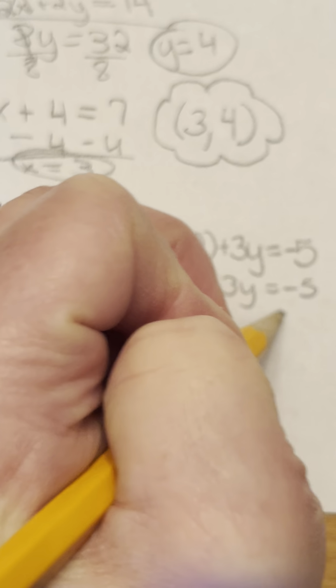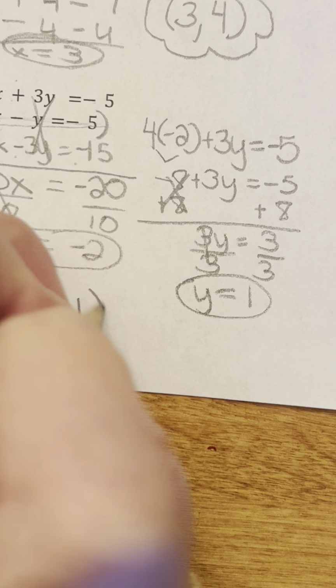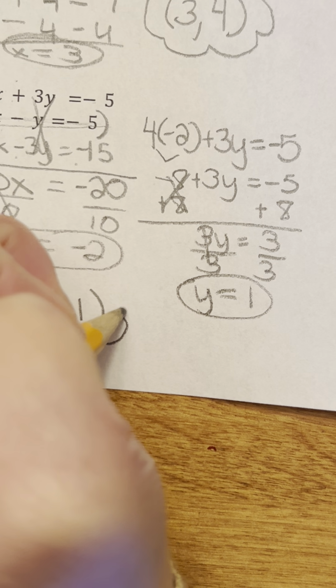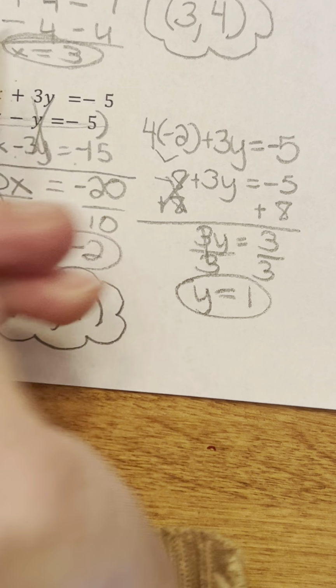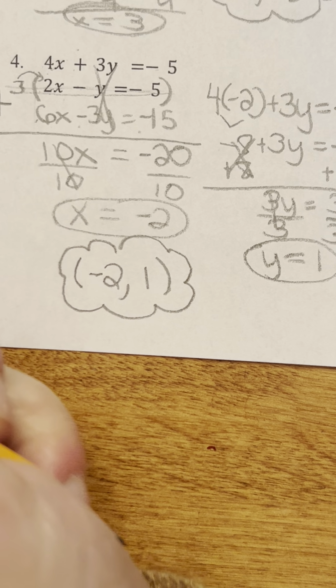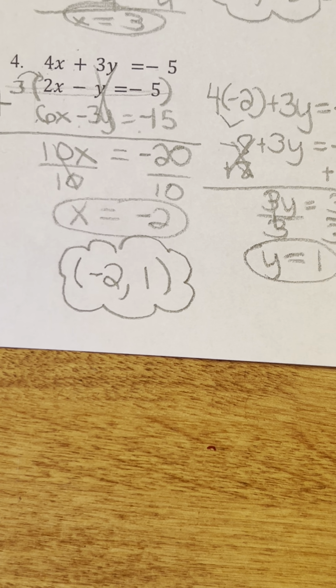So I've got my two coordinates here. My finalized answer is always written in coordinate form. So we do parentheses, our x coordinate, -2, comma, our y coordinate, in this case 1, and that would be my finalized answer for this problem. Again, you should always make sure you go back and double check it in the other original equation to make sure that that one also is true, so you know you've done it correctly.